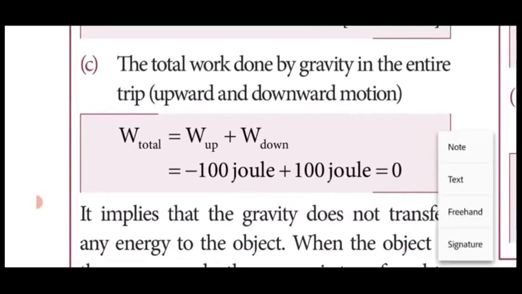Now the third part: the total work done by gravity in the entire trip, both the upward and downward motion. W total is equal to W up plus W down, that is minus 100 joule plus 100 joule. Plus and minus cancel, so the total is equal to 0.